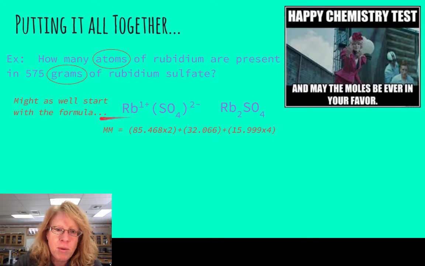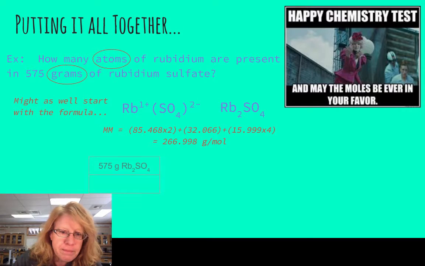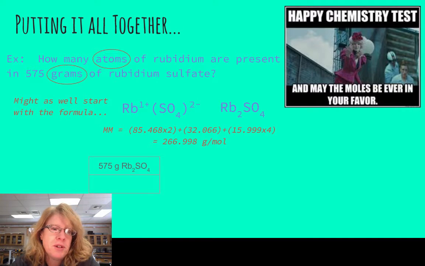There it is. Rubidium is 85.468. There's 2 of them because it's Rb2. Plus this is the molar mass of sulfur, 32.066. Plus we have then oxygen in there, 15.999, and there's 4 oxygens present. So no parentheses, so we don't have to do any additional multiplication in there. It's just the coefficients that become those multipliers. We find our molar mass of rubidium sulfate is 266.998 grams per mole.